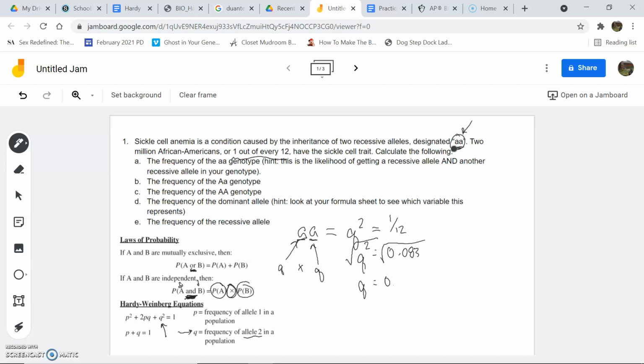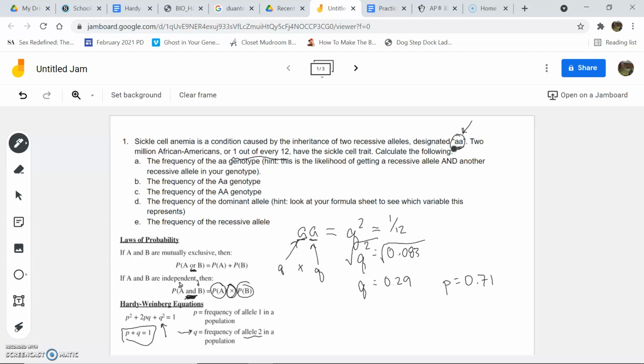I'm going to round that out to 0.29. So now I know that Q is 0.29. Well, as soon as I know Q, with this equation in mind, I should know P immediately. P and Q have to add up to being 1. So with Q at 0.29, P has got to be 0.71. Okay. So now I've got my P and my Q, and I can solve anything with Hardy-Weinberg now.